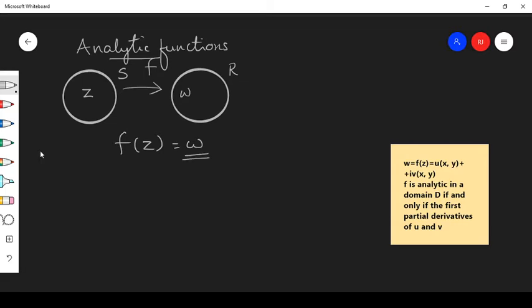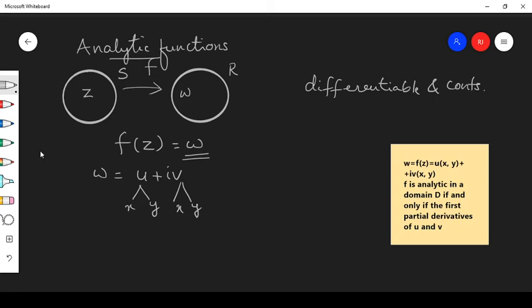Since these both are sets of complex numbers, here obviously w will be another complex number u plus iv, where again this u and v consist of x and y. Okay, then that is a complex variable. Now coming to analytic functions. Analytic functions are functions which are differentiable and continuous.